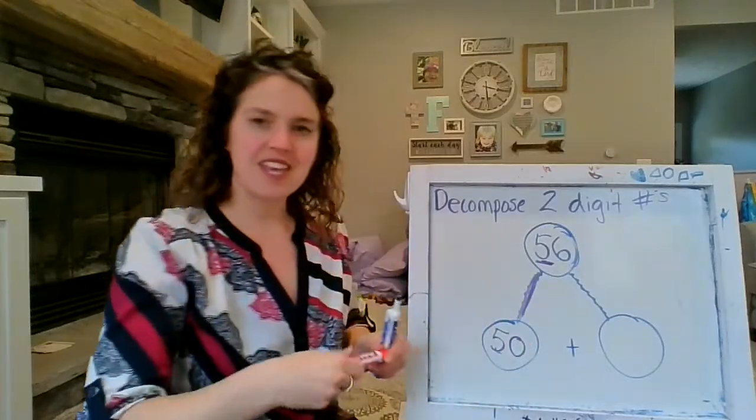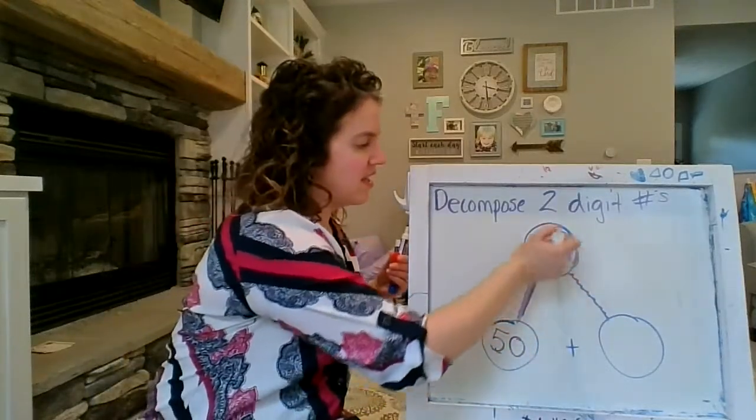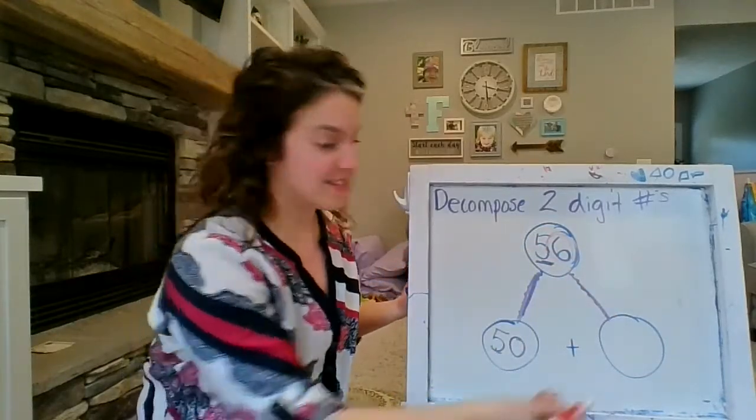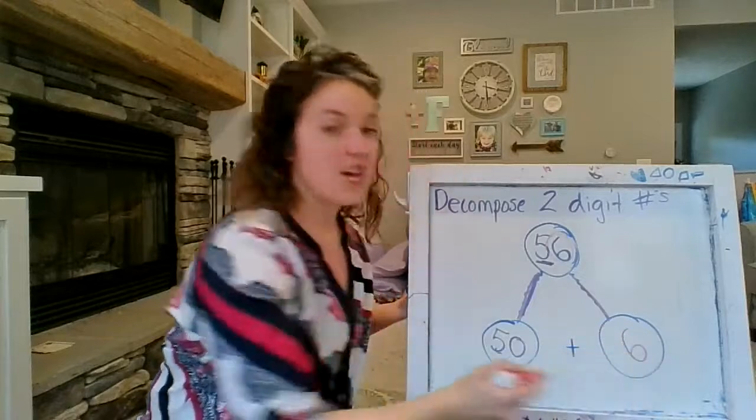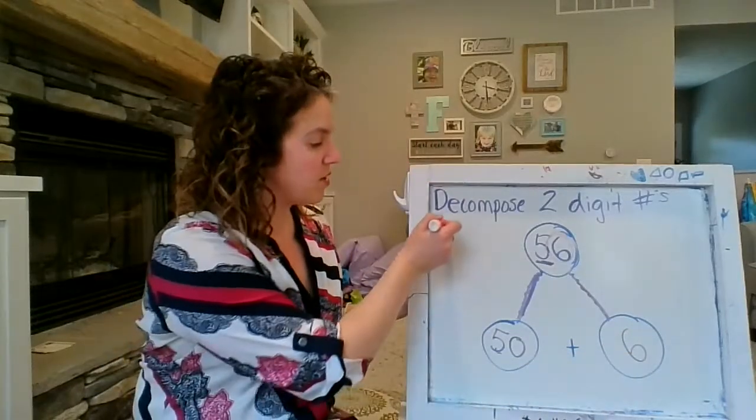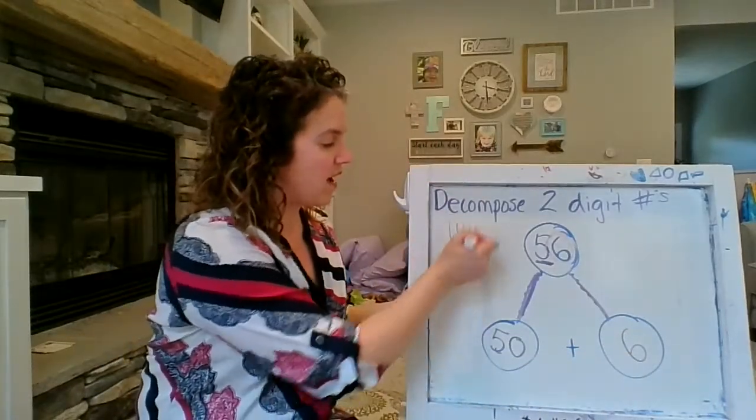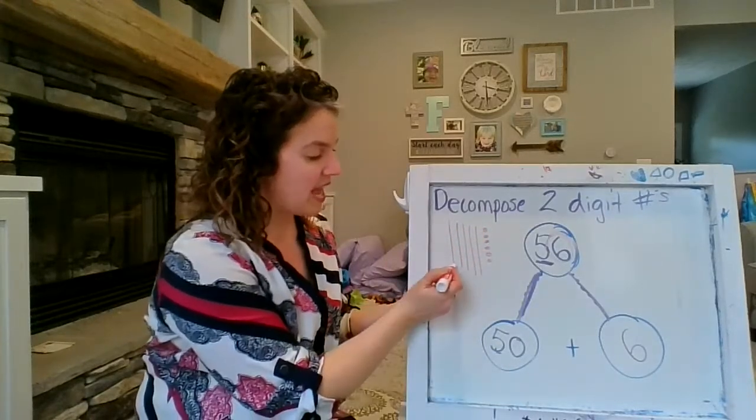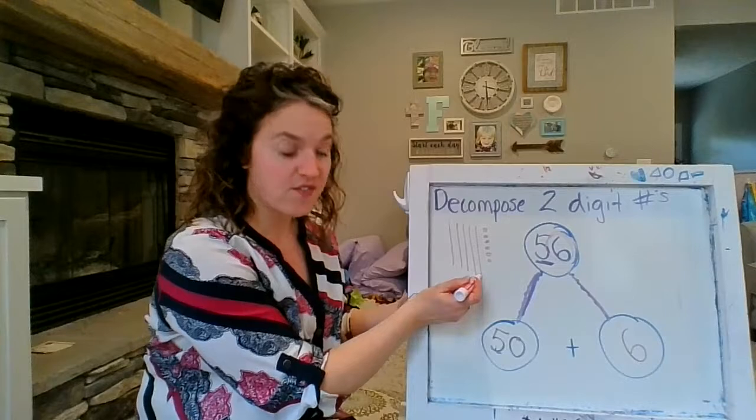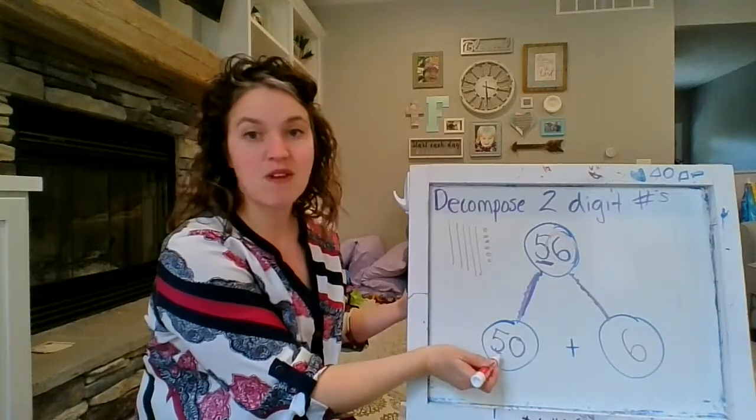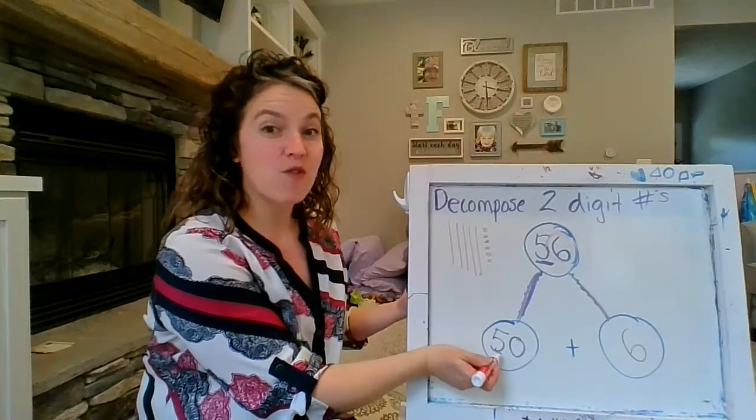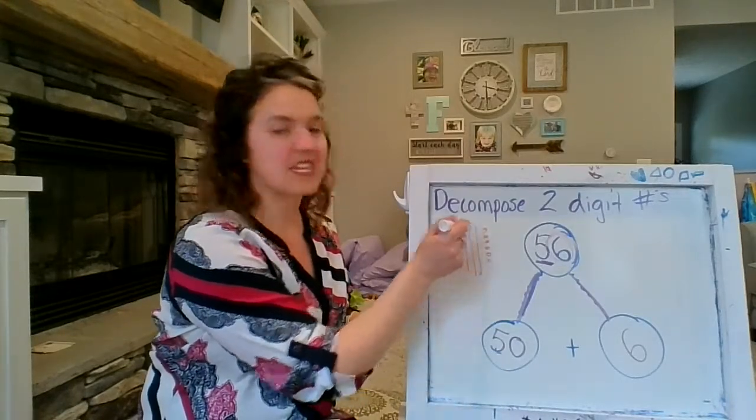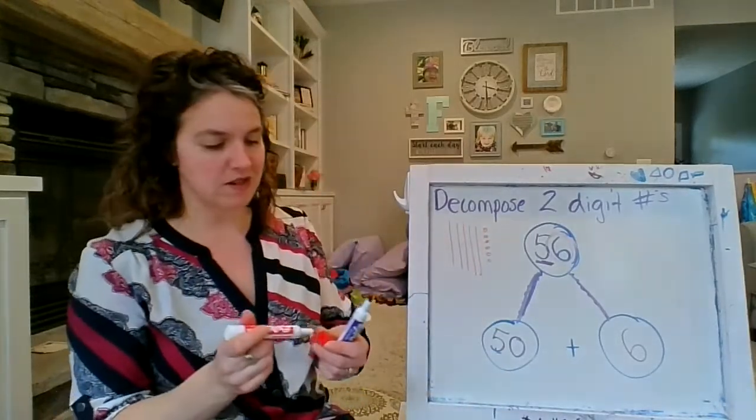And then this 6 means 6 ones. Just like when we were looking at the numbers, 1, 2, 3, 4, 5, and 6. We had 10, 20, 30, 40, 50. 50 doesn't mean 5. It means 5 groups of 10, which is actually 50. And then our 6 is just 6 because there's 6 little ones.